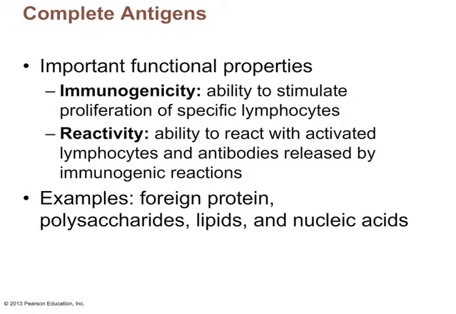So we have both complete antigens and something called haptens. Complete antigens, as the name implies, have full immunogenicity and reactivity. By immunogenicity, we mean they are able to stimulate proliferation of specific lymphocytes, that is, our memory cells, our cytotoxic T cells, and so on. Also, these antigens are reactive. They're able to react when activated with lymphocytes and antibodies released by the immunogenic reactions. So, examples of complete antigens would be foreign proteins, polysaccharides, lipids, and things like nucleic acids.